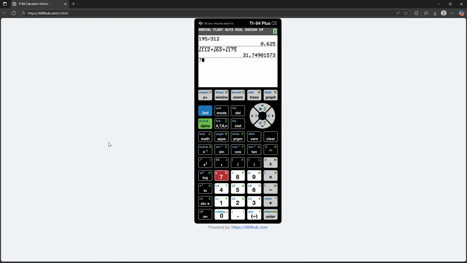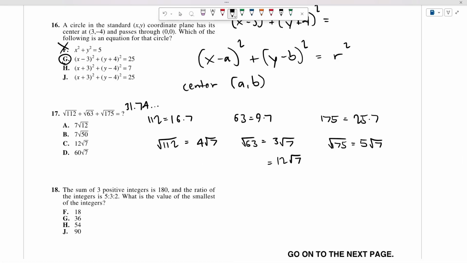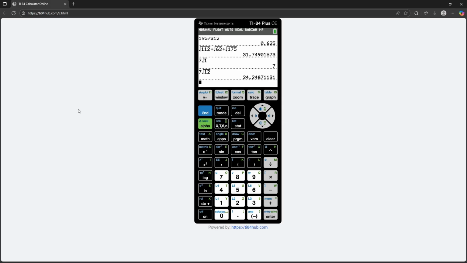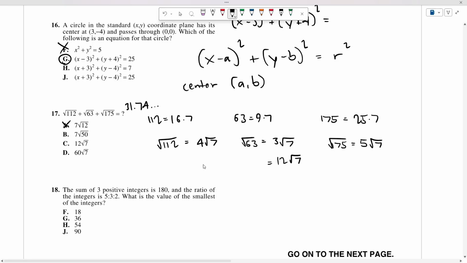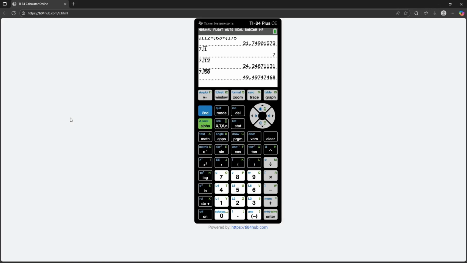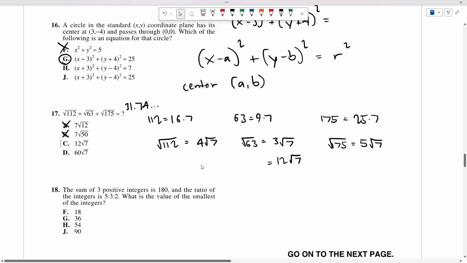Okay, is it 7 times square root of 12? Nope. Is it 7 square root of 50? Nope. Is it 12 square root of 7? Yeah, it is. So then we know our answer is C.